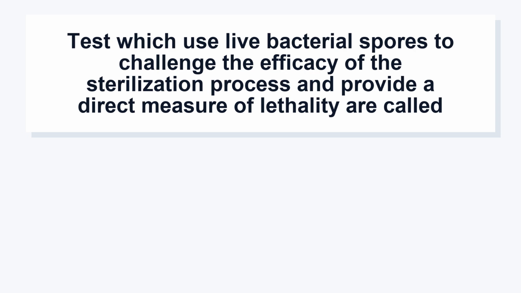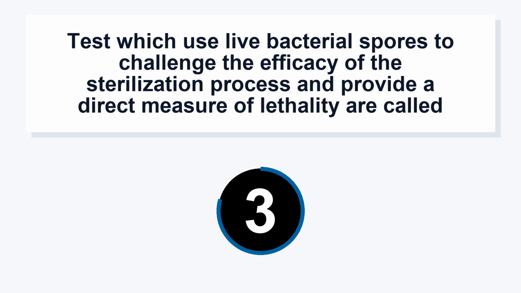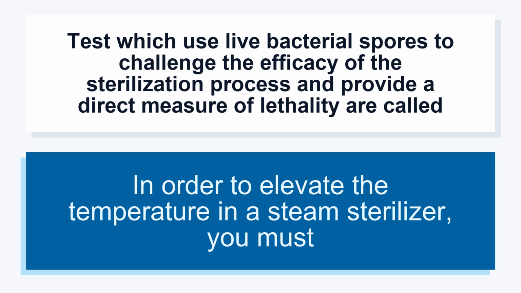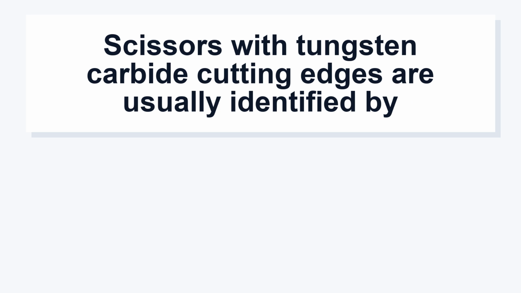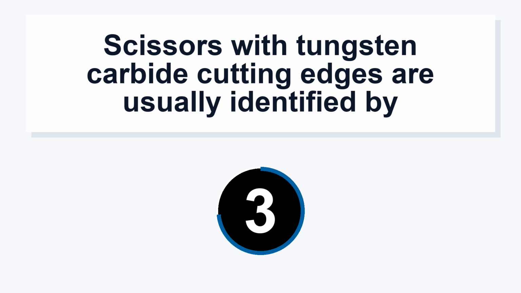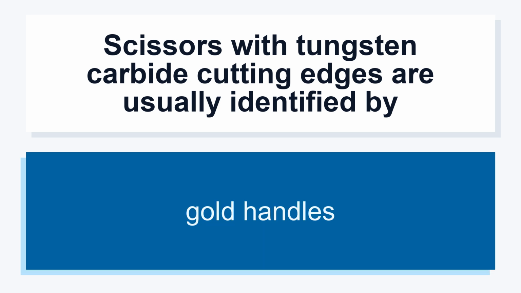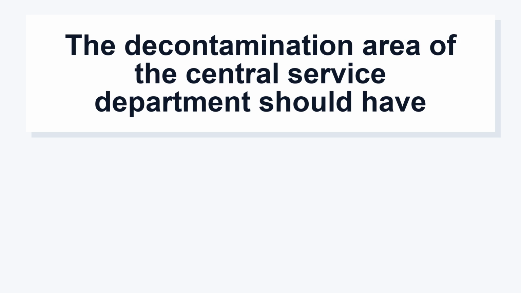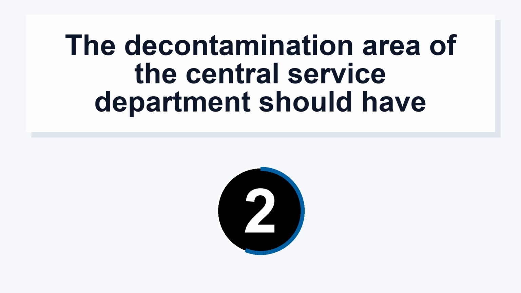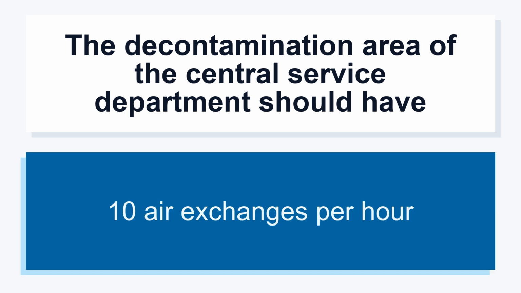Tests which use live bacterial spores to challenge the efficacy of the sterilization process and provide a direct measure of lethality are called biological tests. In order to elevate the temperature in a steam sterilizer, you must increase the steam pressure. Scissors with tungsten carbide cutting edges are usually identified by gold handles. The decontamination area of the Central Service Department should have 10 air exchanges per hour.